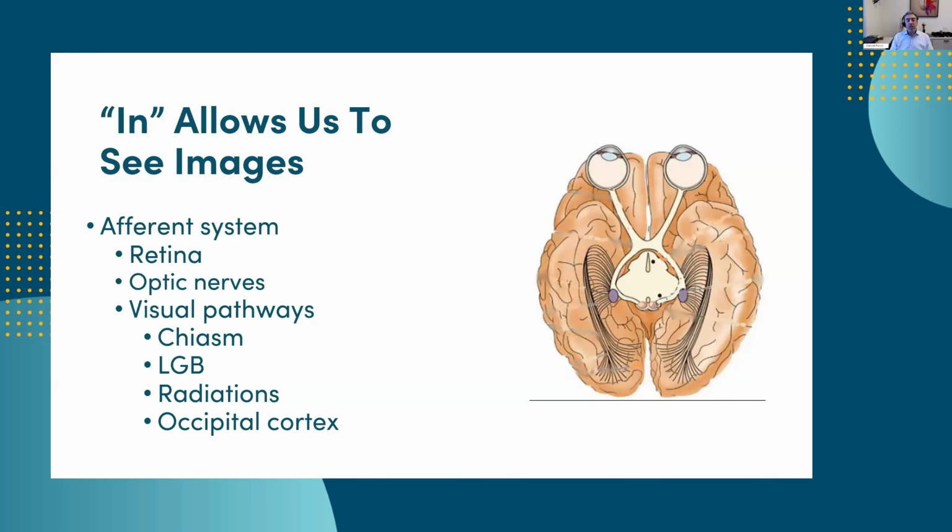So when we talk about the in system, this is the system that allows us to see images. We call this technically the afferent system. Afferent just means it's sending information in towards the brain. And it's composed by different aspects that start all the way in the eyeball itself, in the back of the eye. We have this structure called the retina. Many of you are familiar with that term. And the retina is actually, even though it sits inside the eyeball, part of the central nervous system. It is part of the brain. Actually, we think about it from an embryological perspective.